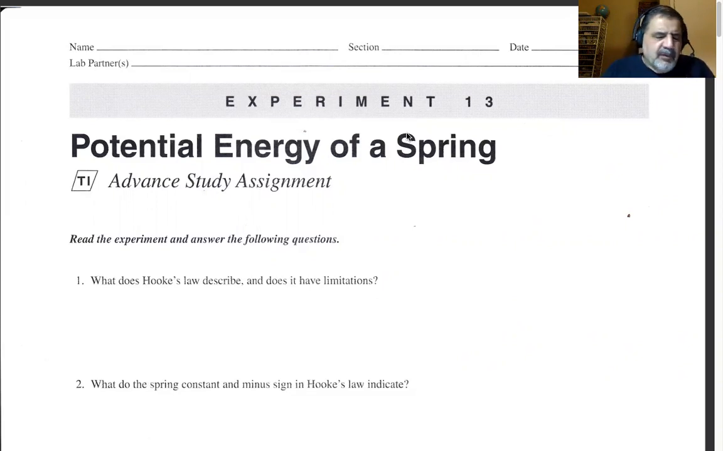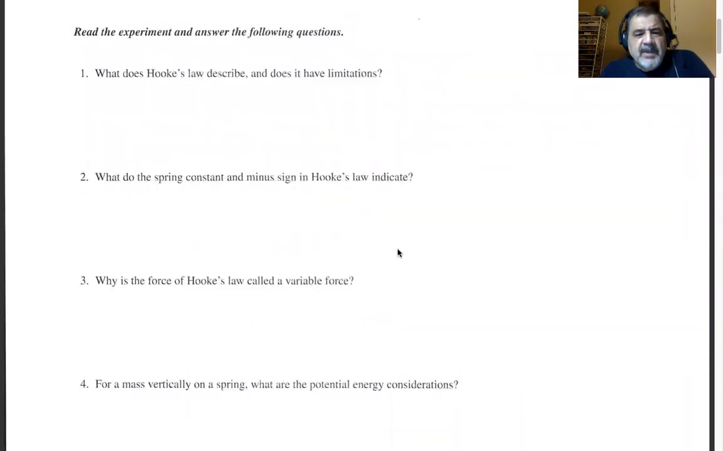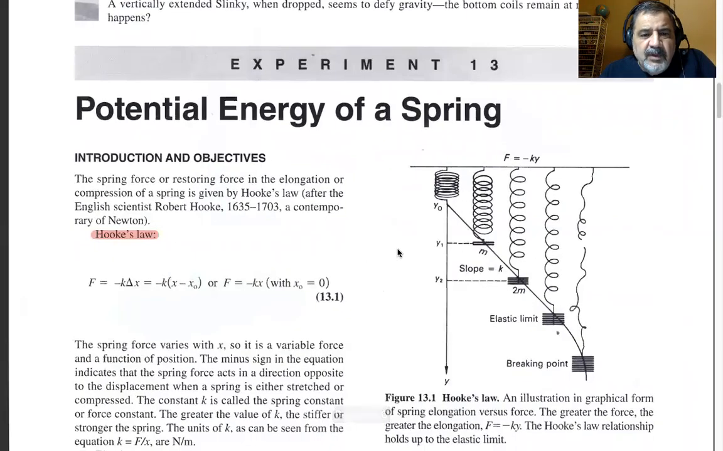And of course, for full credit for any experiment, you have to do the advanced study assignment, the laboratory report, including any graphs, and there is a graph on this one, and then the questions at the end of the laboratory report. Those are all required for full credit. So we've just discussed energy conservation, potential energy, kinetic energy, and we're going to see those demonstrated here in this lab. We're going to start with Hooke's law.